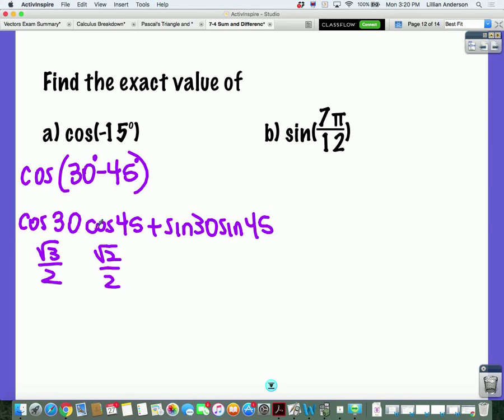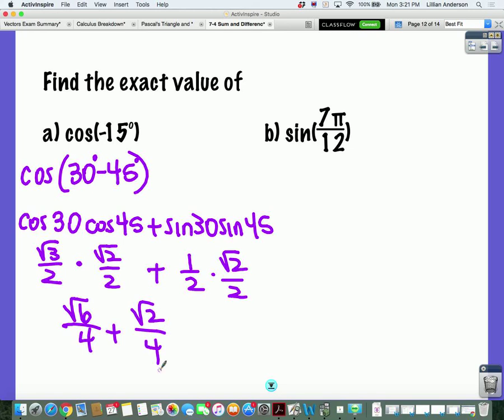And what am I doing to these 2 values? I'm multiplying them. What's the sine of 30 degrees? That's 1/2. The sine of 45 degrees is root 2 over 2, and I'm multiplying those as well. So then that turns into the square root of 6 over 4 plus root 2 over 4. And because they have the same denominator, I can write it as 1 fraction.